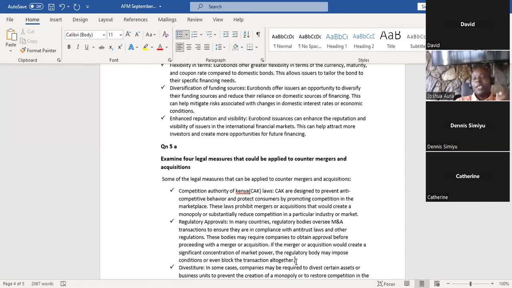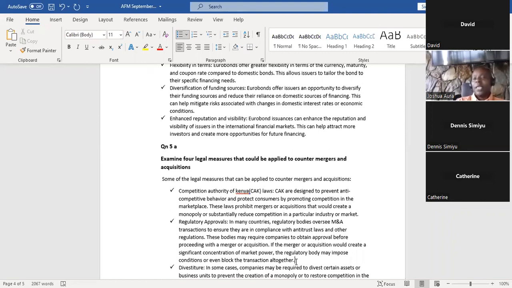Legal measures that could be applied to counter mergers and acquisitions. Number one, we have what we call the Competition Authority of Kenya, CAK. You must have heard of this. It's come up many times, especially when Safaricom wanted to buy assets belonging to Airtel, until a determination was made and the assets were shared. Safaricom, having bad luck, took those customers who are actually ghost customers.